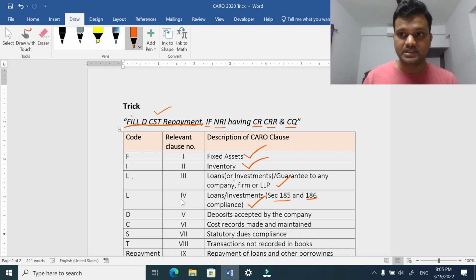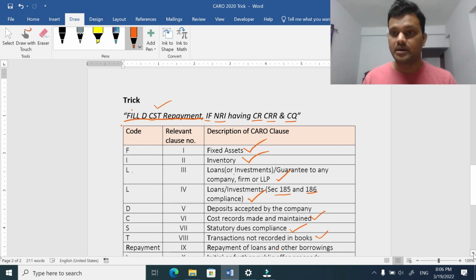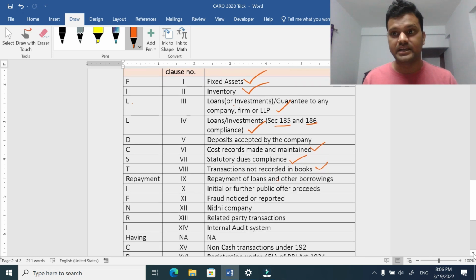Now the word D. D is deposits accepted by the company, and section 73 and 76 of the Companies Act compliance as well. That is the word D. Then CST. C means cost records made and maintained. S is statutory dues and compliance, and T means transactions not recorded in the books. That is about CST. Then repayment. Repayment simply means repayment of loans, and how regular the companies are in making the repayment of loans or any interest overdue thereon. So CST repayment is over.